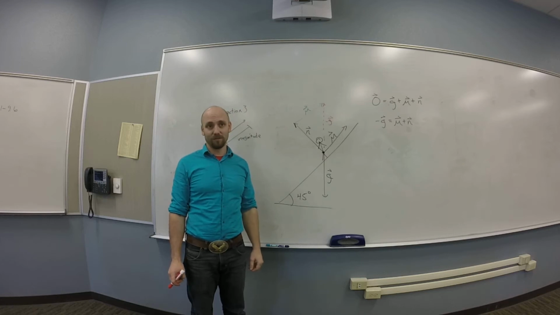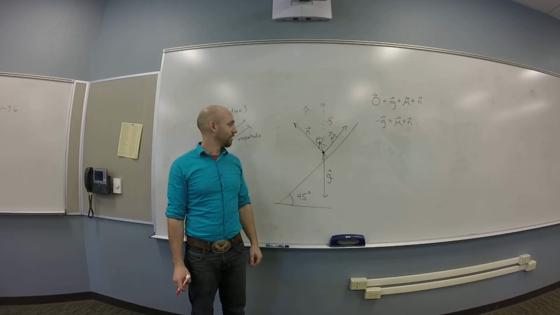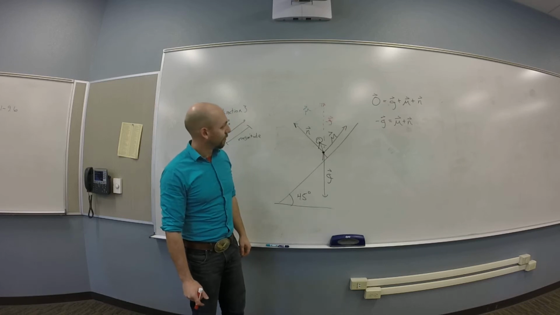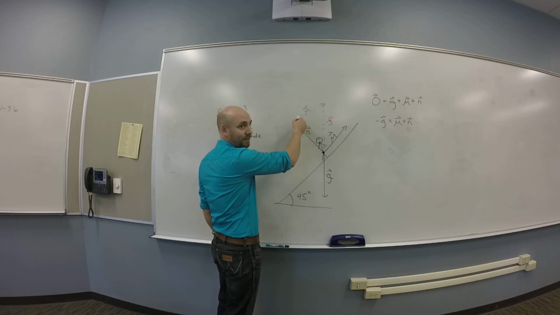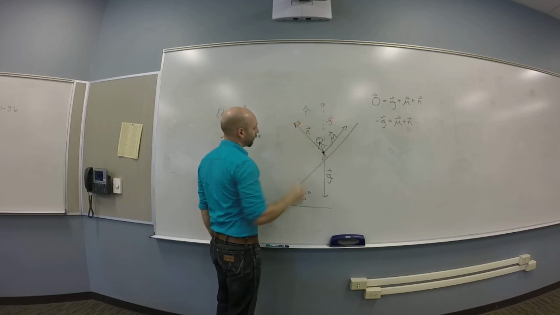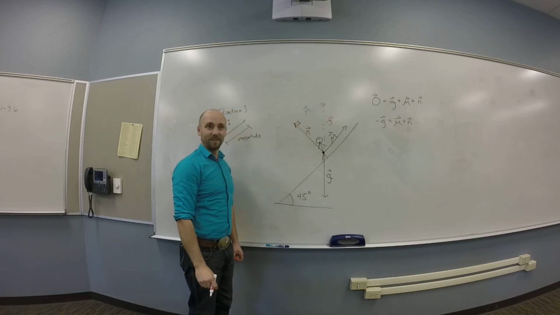Maybe? No? A perpendicular line from g at the vertex there. I see a right triangle. Oh, look at that, there's a right triangle here, maybe? Why is that a right triangle?